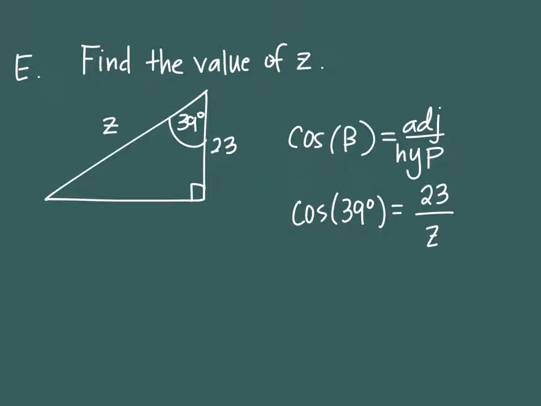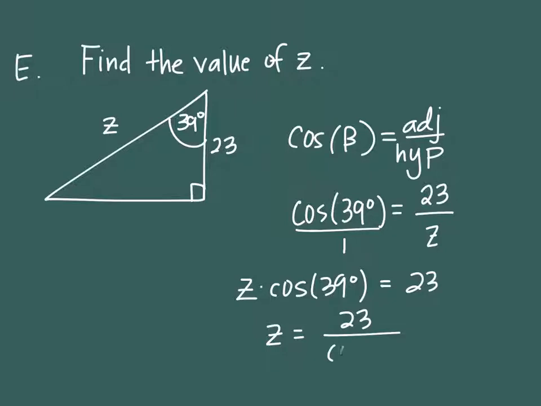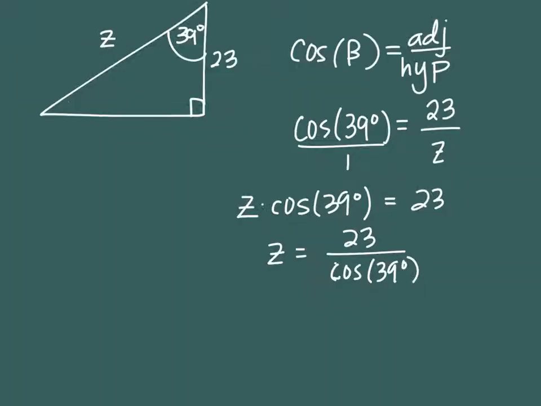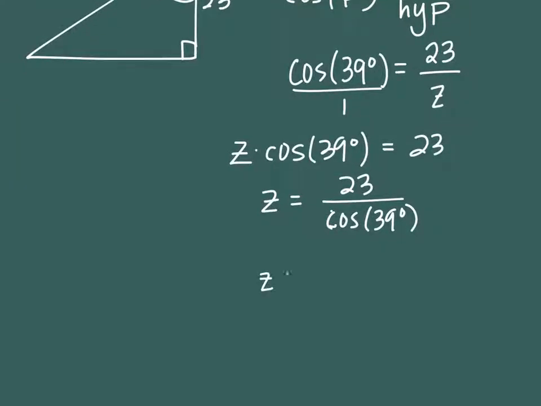And then this is another chance for you to cross multiply. So you'll drop the 1 underneath. You'll cross multiply again. So z cross multiplies to the cosine of 39 degrees. 1 cross multiplies to 23. Then you divide both sides by the cosine of 39 degrees. And then you'll use your calculator in degree mode to evaluate what 23 divided by the cosine of 39 degrees turns out to be. Okay, Perry, what did you get?